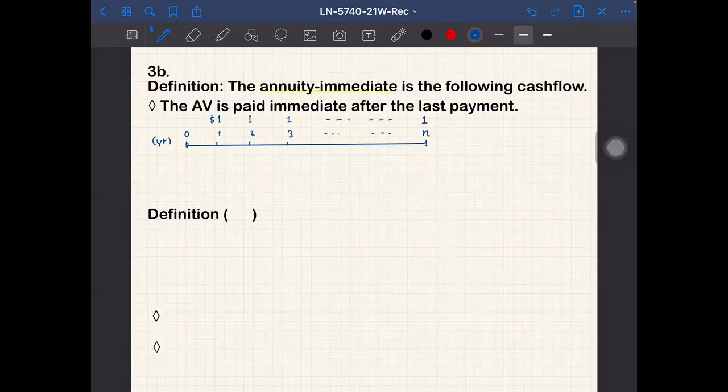So why do we say annuity immediate? Because the accumulated value is paid at time n. So in an annuity, if you pay $1 for n years, then you receive the lump sum amount at time n. So the accumulated value is paid immediately after the last payment, actually at the same time as the last payment. So that's why we say this is annuity immediate.